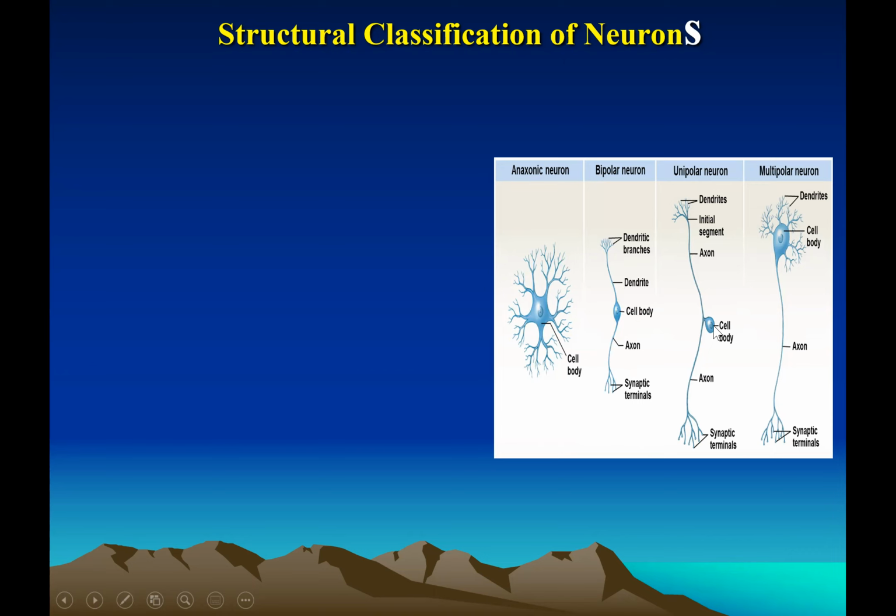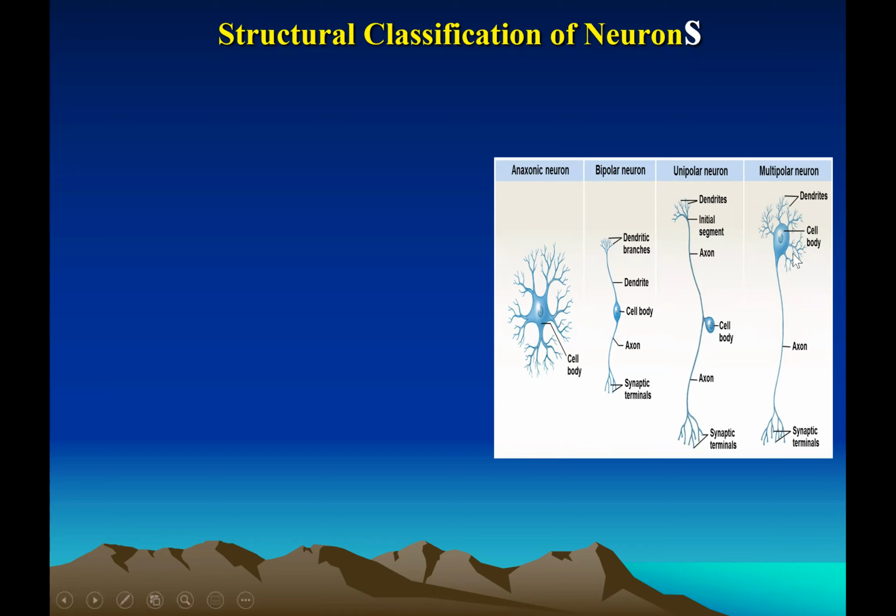Unipolar neurons have a very long axon. It looks like the cell body is pulled out, and it has one long axon. A lot of fused dendrites are on one end, and then the axon terminals are on the other end. This is also found in sensory neurons of the peripheral nervous system.